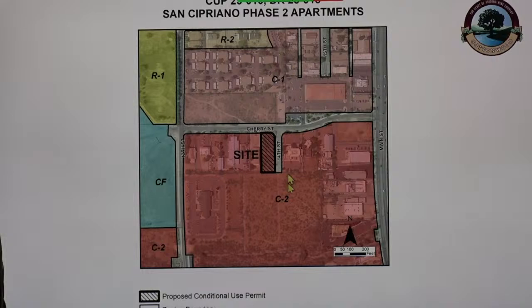Surrounding uses: this is no longer a vacant lot to the south. This is the Unisource office that was just put in. There's a meeting hall use to the west and other commercial uses to the west on Cherry Street. To the north is the rectangular property that you'll recall was the original San Cipriano project. To the east is offices, and to the northeast is offices as well.